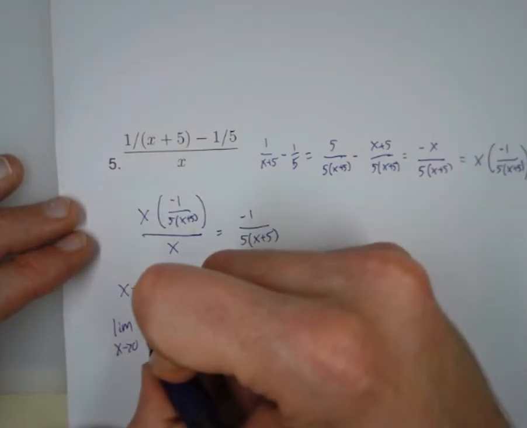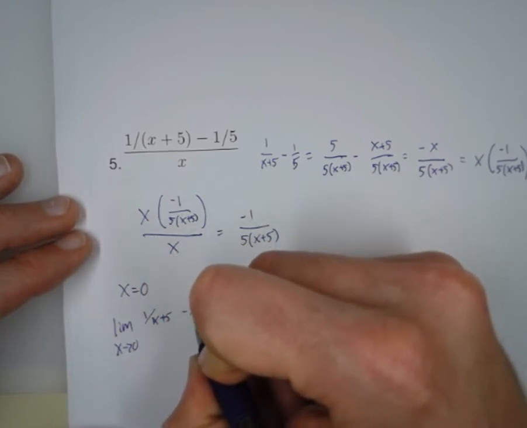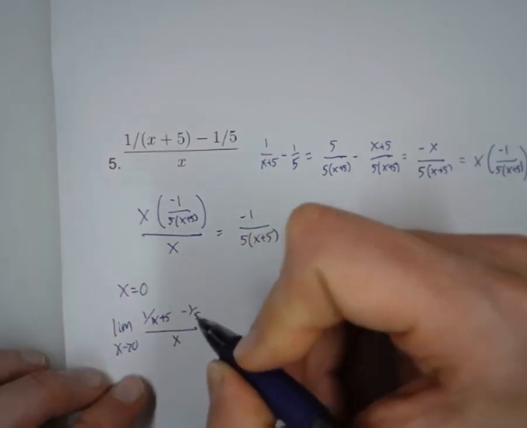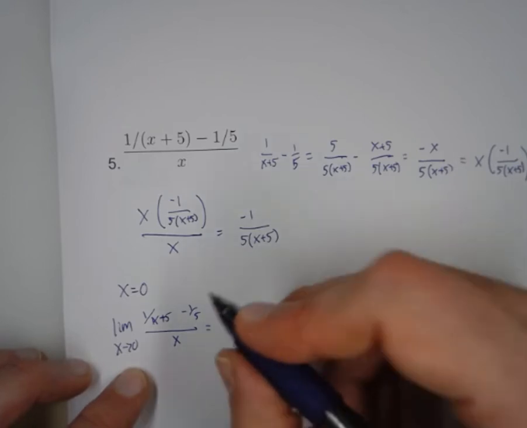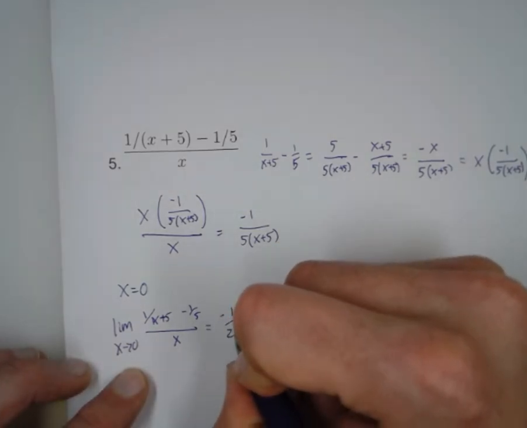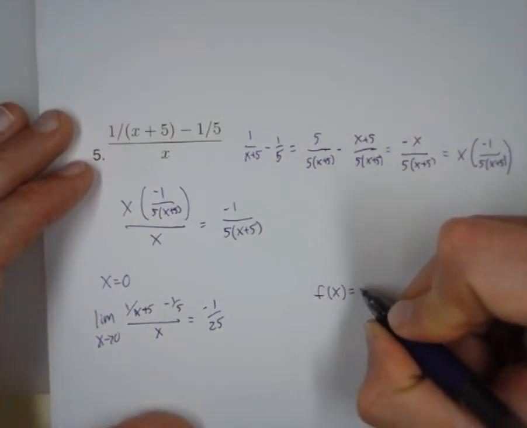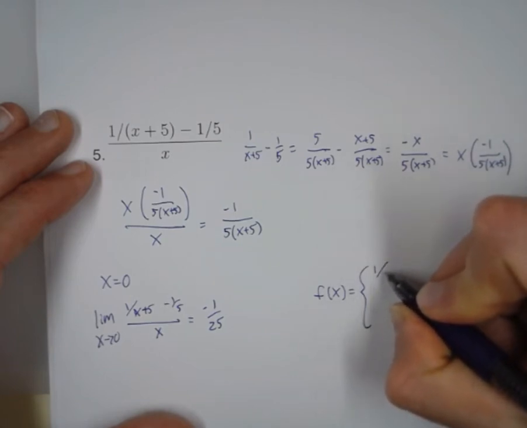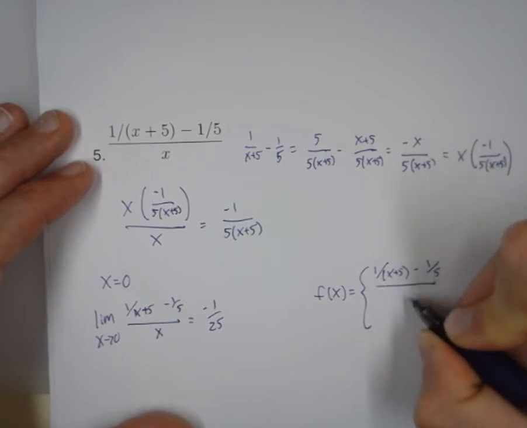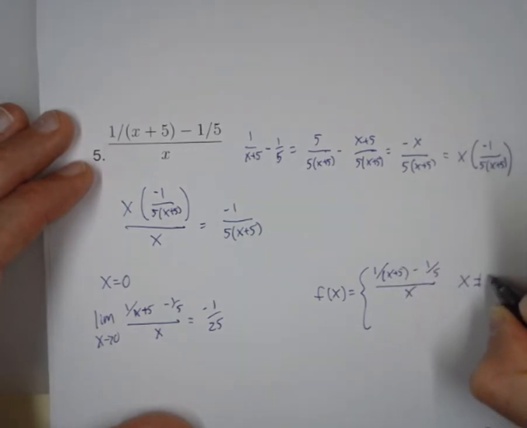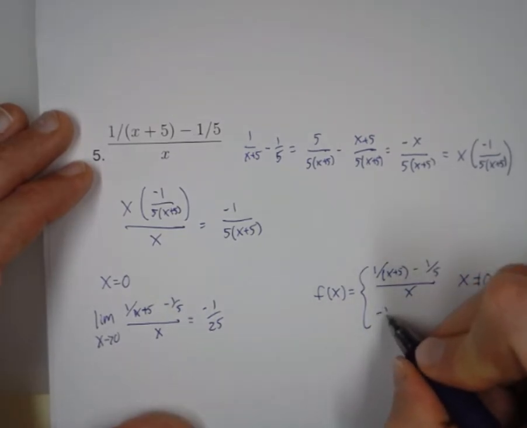So I want to find the limit as x approaches 0 of 1 over x plus 5 minus 1/5 all over x. Well, that's the same as plugging 0 in here. Okay. So 0 plus 5 is 5 times 5 is 25. So it's -1 over 25. So when I write this without the discontinuity, I have 1 over x plus 5 minus 1 over 5 all over x when x does not equal 0. When x does equal 0, it has to have that value in order for it to be continuous.